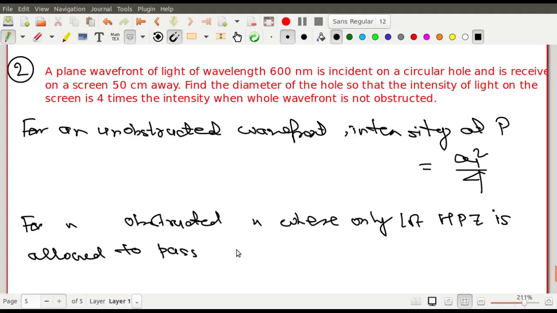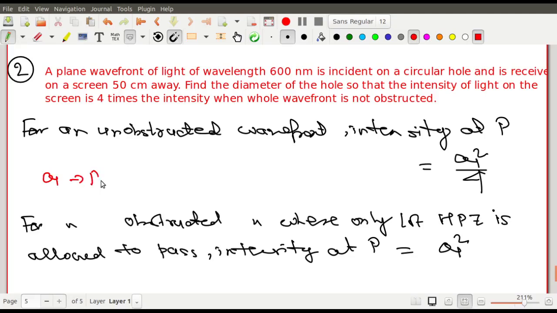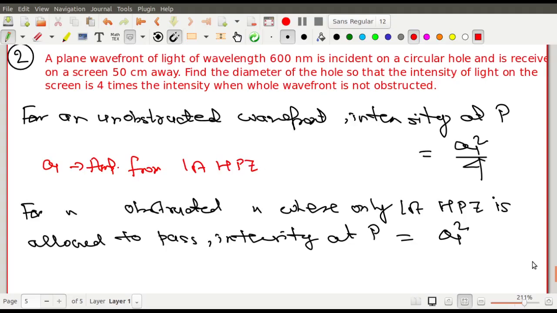Okay, for an obstructed wavefront, you allow only one half period zone to pass, only the first half period zone. Then the intensity at P is a1 square, where a1 is the amplitude from the first half period zone.